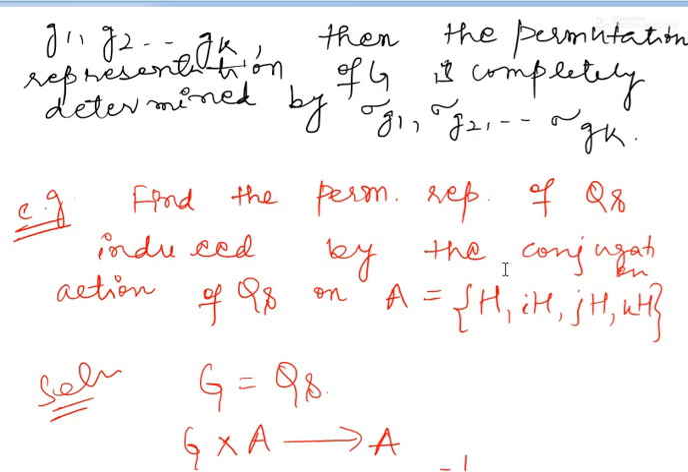So this is the question. Find the permutation representation of Q8 induced by the conjugation action of Q8 on A equal to {H, IH, JH, KH}. So the set is A, as in the previous example. We have taken the group Q8 and H is the subgroup {1, -1} of Q8, and A is the set of all left cosets of H in Q8, which is H, IH, JH, KH. So we are taking the conjugation action of Q8 on A.